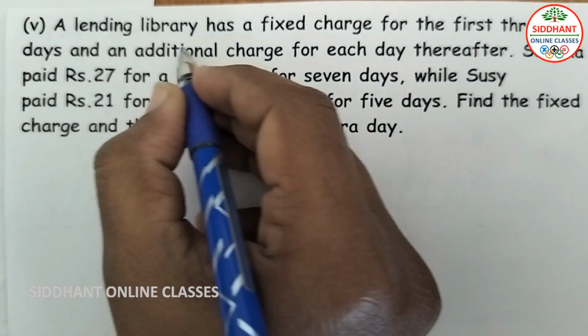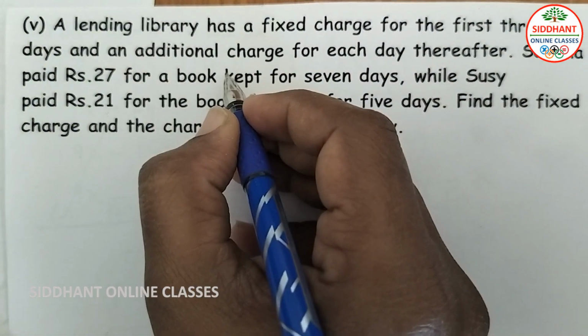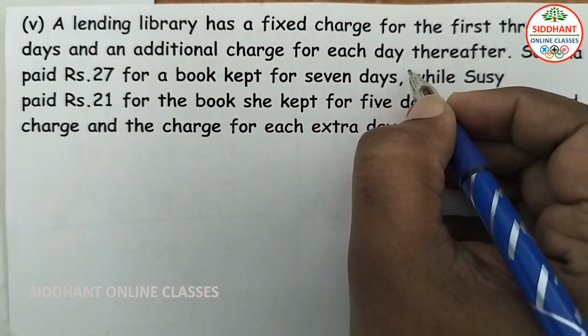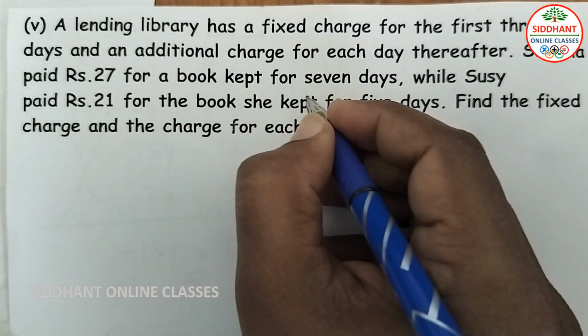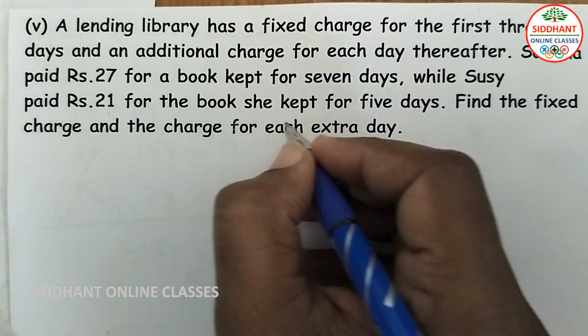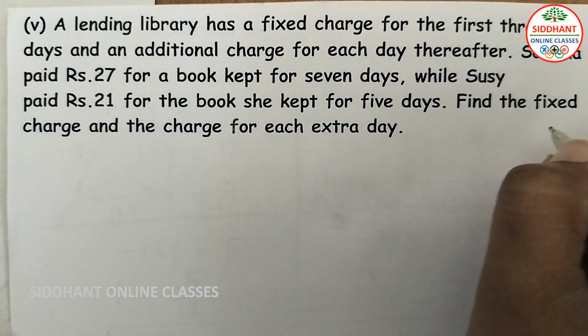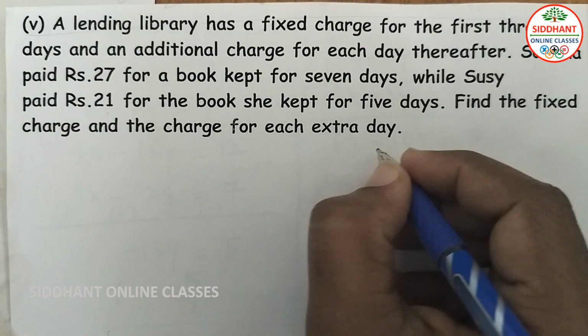Fifth one, a lending library has a fixed charge for the first 3 days and an additional charge for each day thereafter. Sarita paid rupees 27 for the book kept for 7 days, while Susi paid 21 rupees for the book she kept for 5 days. Find the fixed charge and the charge for each extra day.